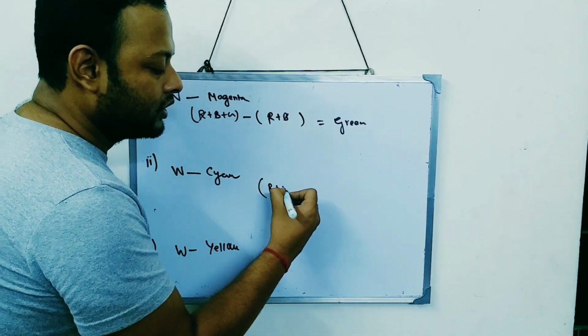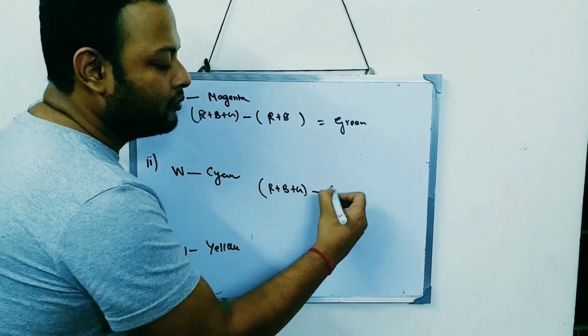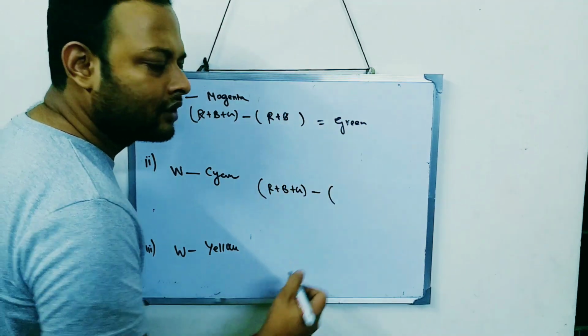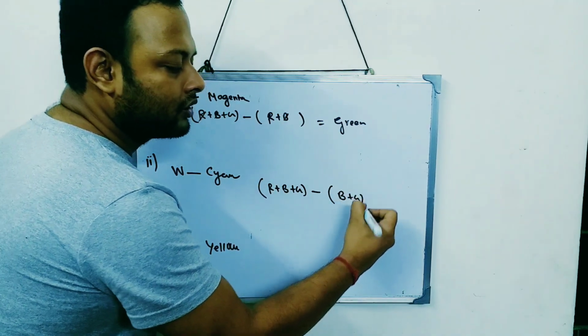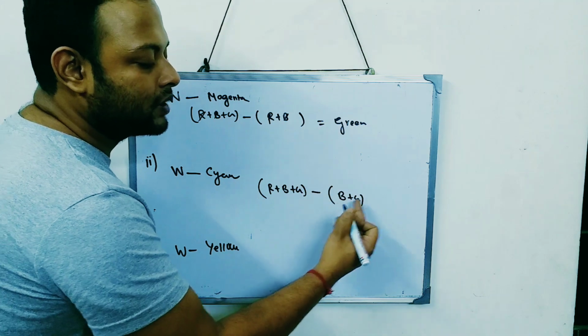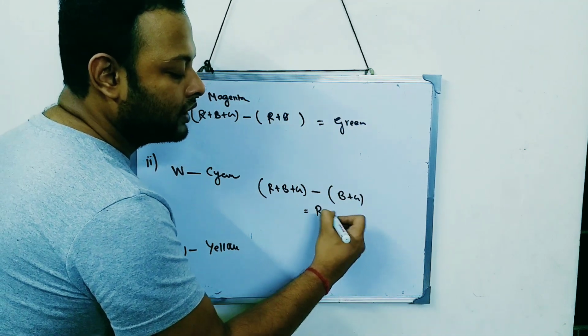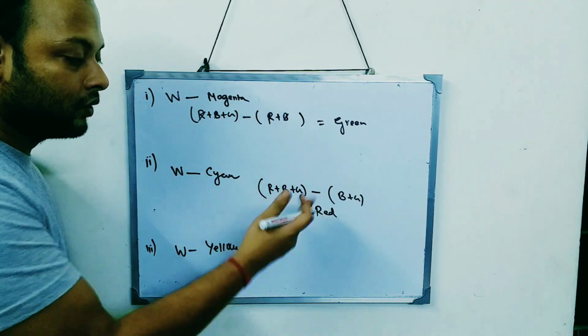White light is red, blue and green. And from there we are subtracting cyan. What is cyan? Cyan is nothing but blue and green. So from red, blue and green, if we are subtracting the blue and green, what will we get as the answer? We'll get the answer as red.